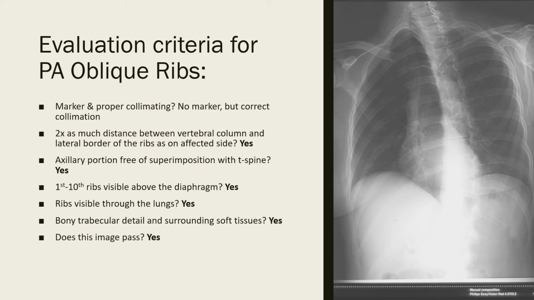Is the axillary portion of the ribs free of superimposition with the thoracic spine? Yes. Are the 1st through 10th ribs visible above the diaphragm for the upper ribs? Yes. Are the ribs visible through the lungs? Yes. And do we have bony trabecular detail and surrounding soft tissues? Yes. So all in all, this image would pass even though we are missing a marker.